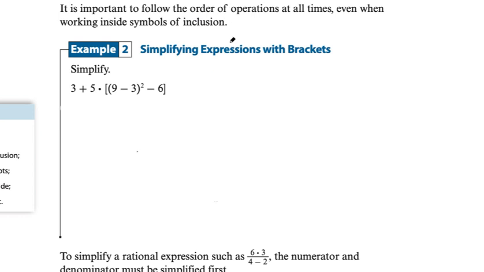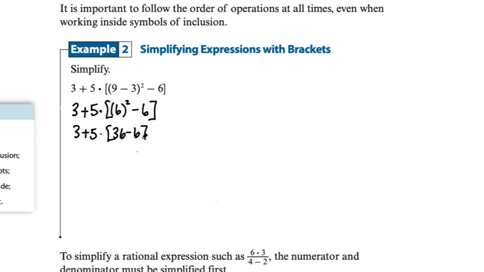So example 2 reminds me of the last couple of examples, but a little bit more involved. I'm going to rewrite this problem, 3 plus 5 times, and now I'm going to deal with what's inside the bracket. So what's in the brackets here? 9 minus 3 is going to give me 6, and I'm raising that to the second power. And so I still have to deal with what's going on inside of the bracket. Look at my rewrite. 6 squared is 36.